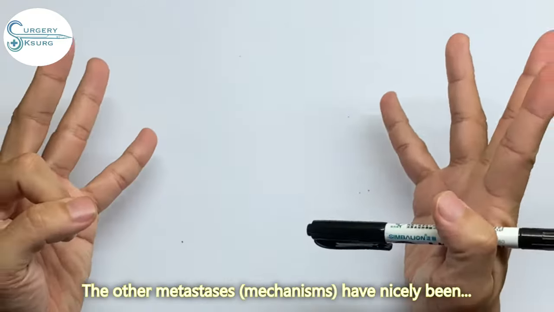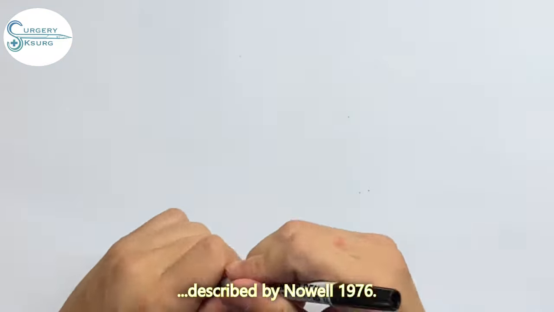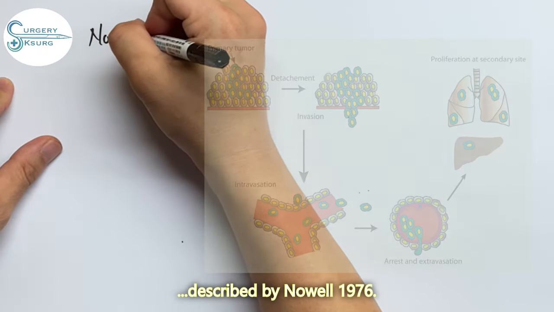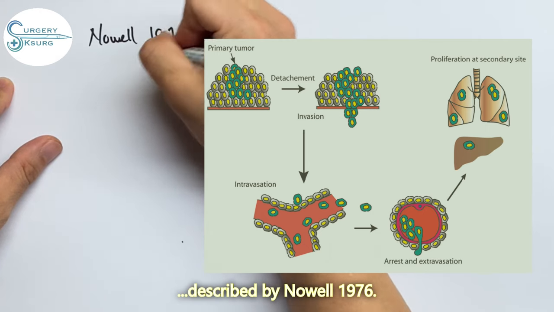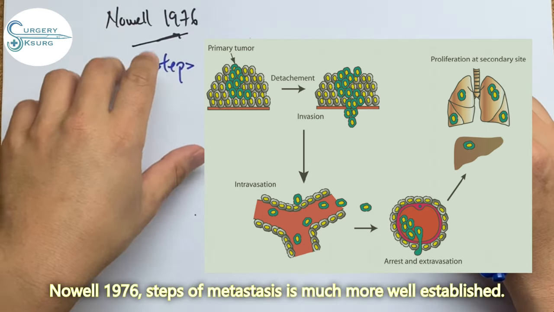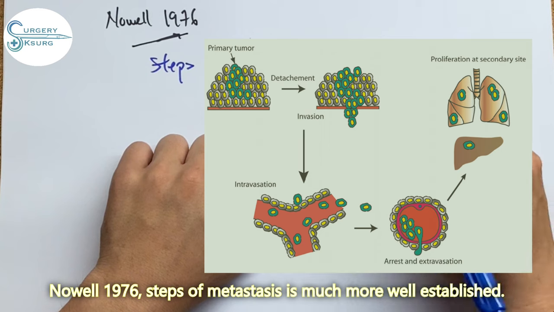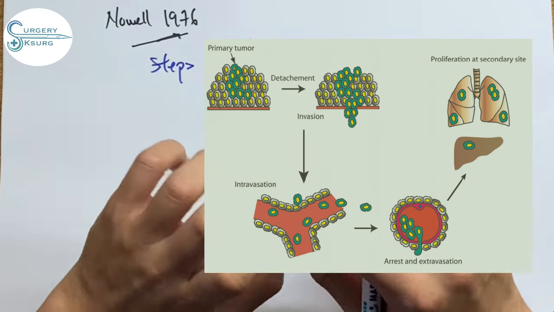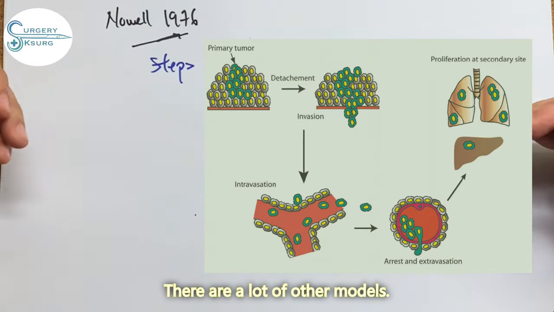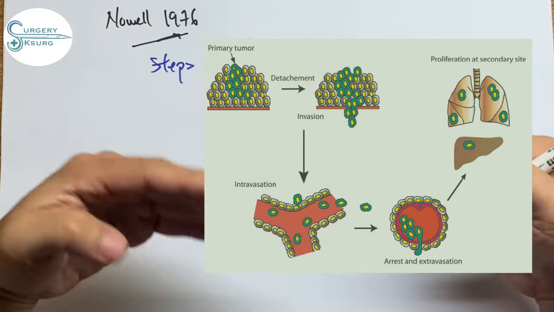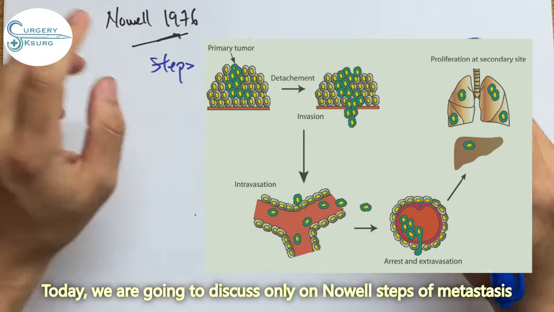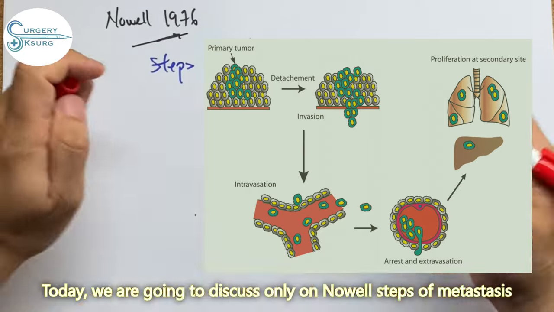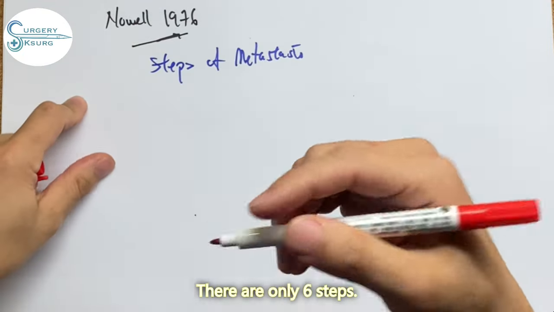The other metastasis has been very nicely described by Nowell, 1976. Nowell's hypothesis of the steps of metastasis is much more well established. There's a caveat here: there are a lot of other models we can also discuss in the comment section. But today we are going to discuss only Nowell's steps of metastasis. There are only 6 steps.